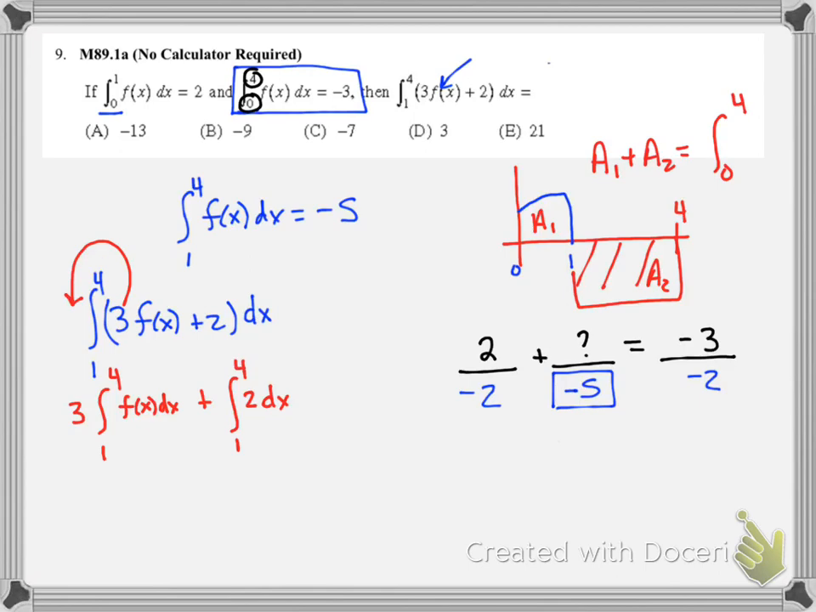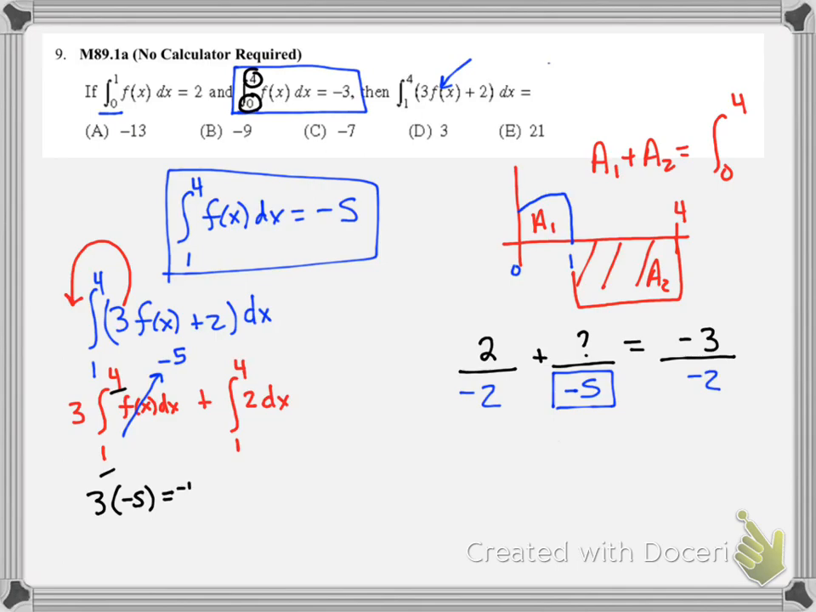But I know that I found this portion to be -5. So when I multiply 3 times the integral from 1 to 4 of f of x dx, then we really just have 3 times -5. This first portion is -15.